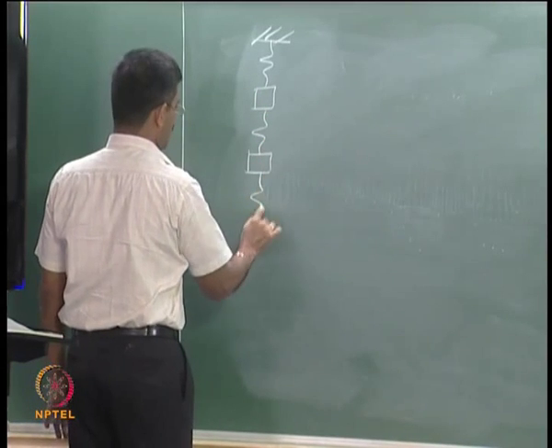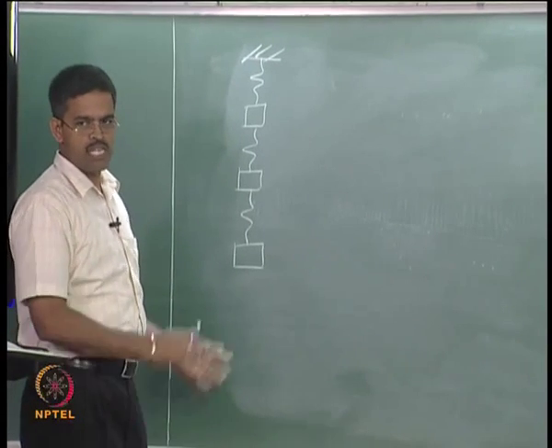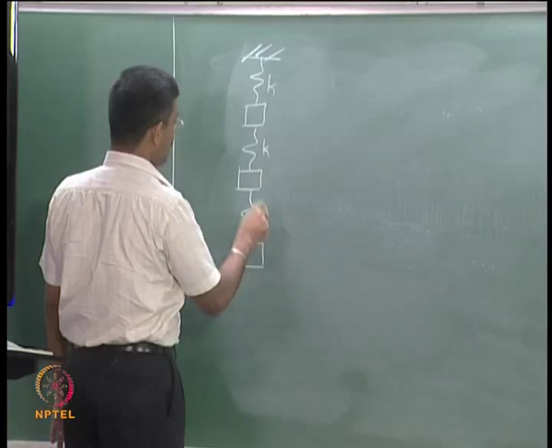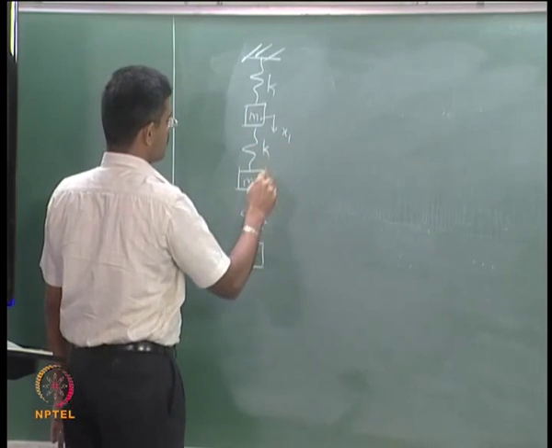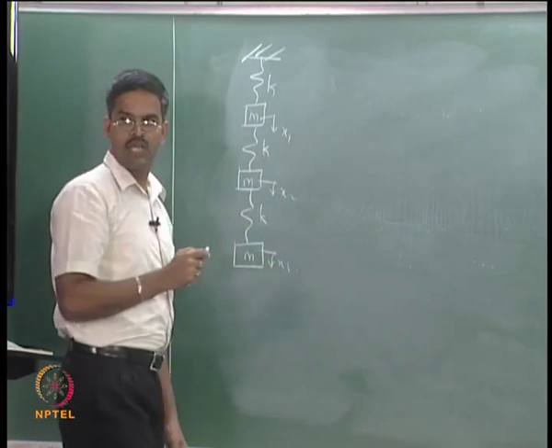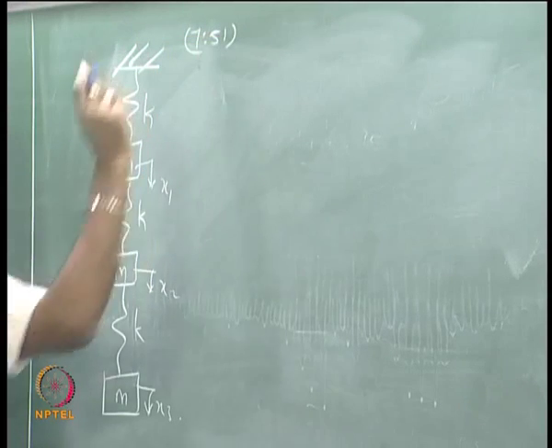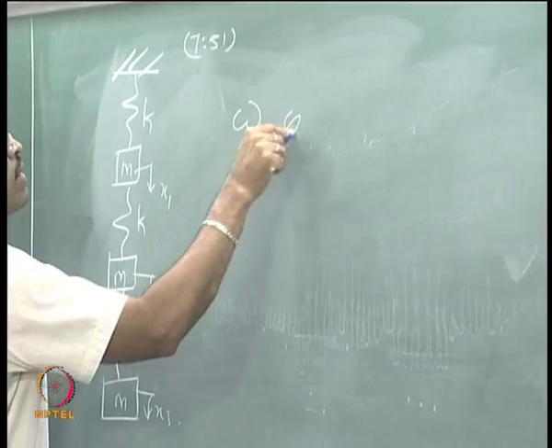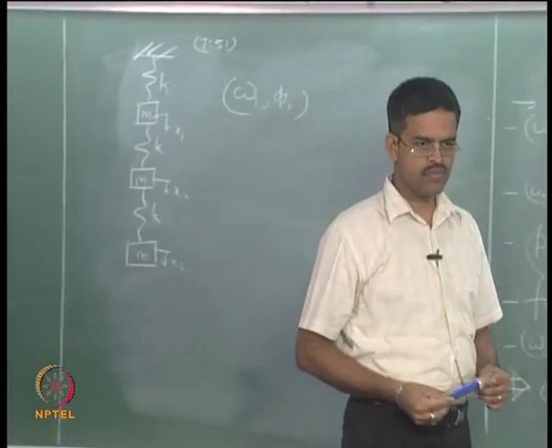I am giving exactly a similar problem like we do in nursery schools, right. I am just changing the numbers, that is all. Let us put them as k, k and k, m, m and m, x1, x2 and x3. Your time starts now. You have got approximately 8 minutes. I want only omega 1 and phi 1.